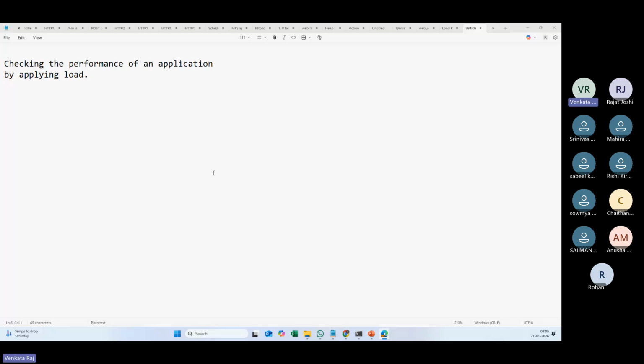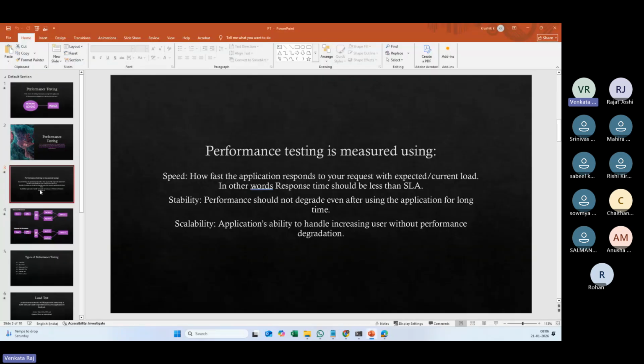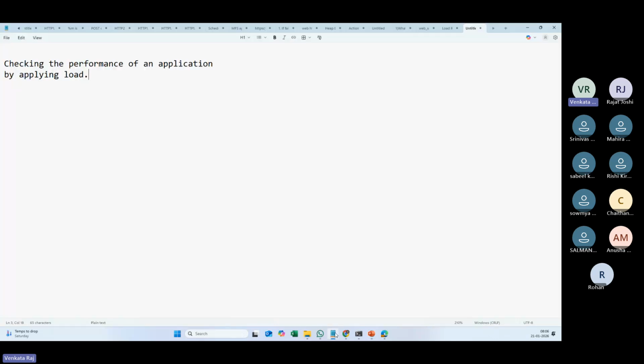I can share these slides as well, but for now, I just want to write down everything in Notepad so that we will be able to understand it in a better way, and I can share these slides later on. We do have the slides ready, but I just want to use the Notepad for today.